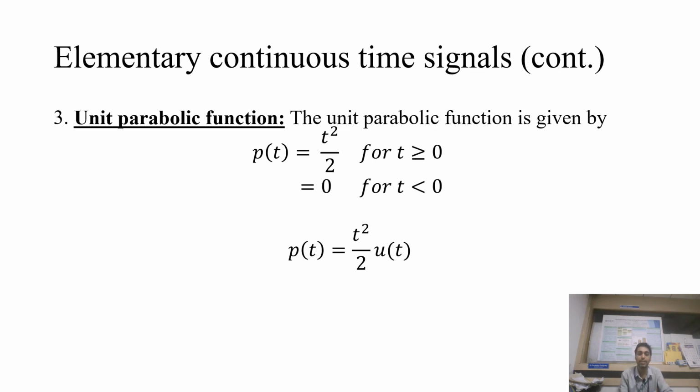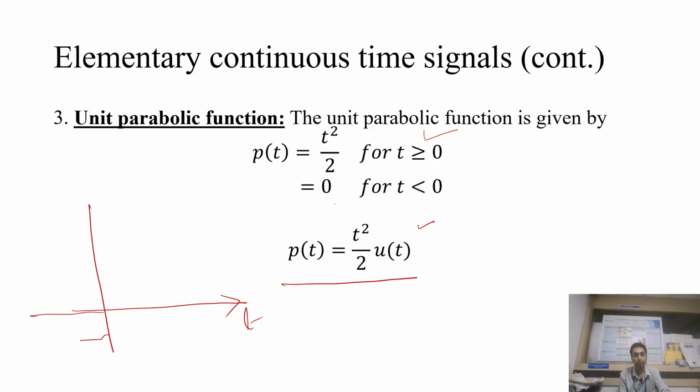Similarly, p of t is equal to t square by 2 for t more than 0 and 0 otherwise. So you can see p of t is equal to t square by 2 times u of t. For the parabolic function, this is t, this is 0. For example, I am taking 1. So 1 gives half, 0.5. Similarly, if I take 2, 2 squared is 4, 4 by 2 is 2. Like that we will get the function, correct? So this is the unit parabolic function.